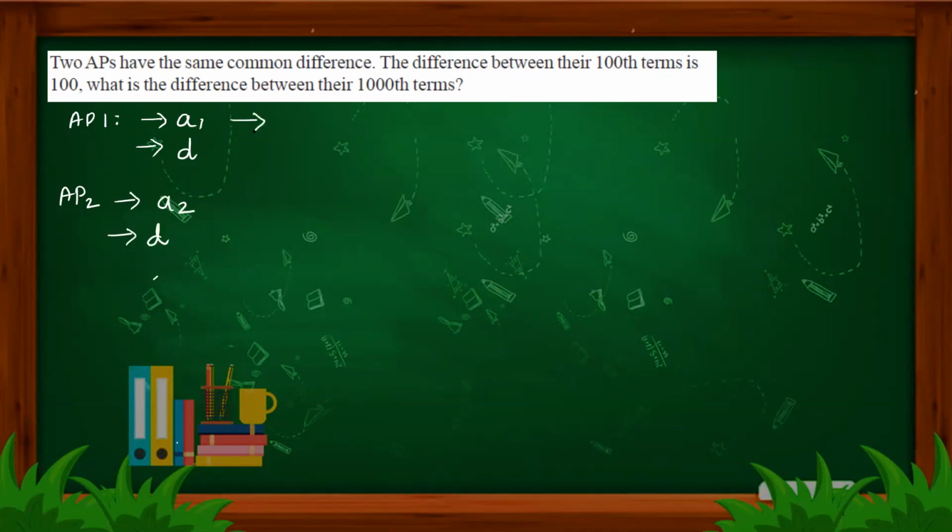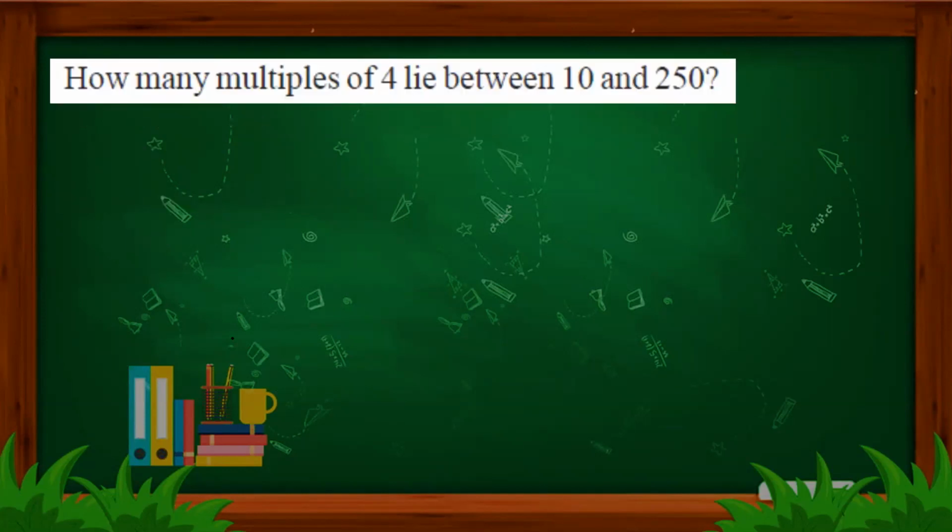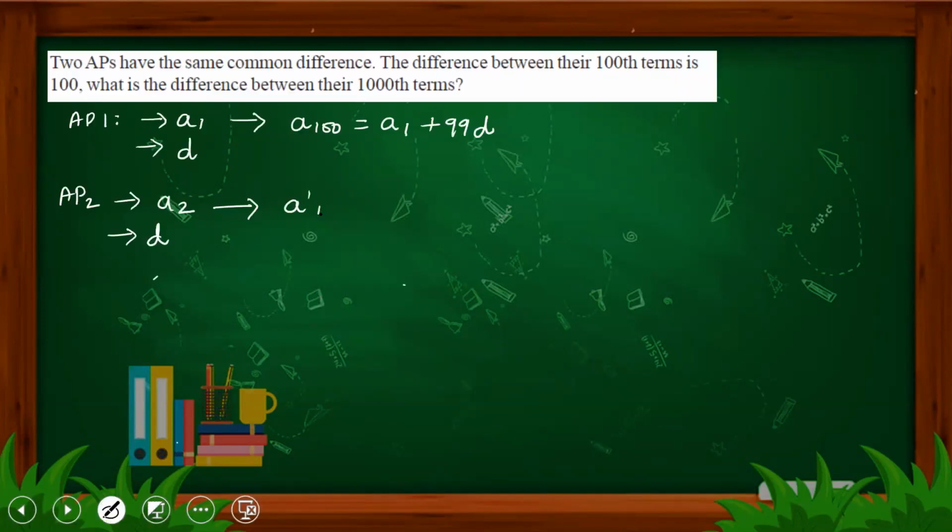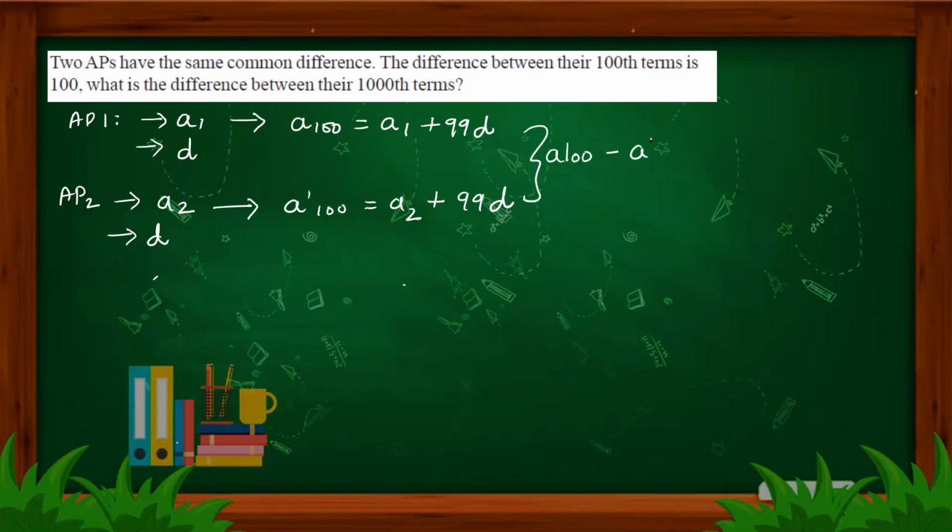Now for AP1, the A100 can be written as A1 plus 99D. And for this particular AP, let this be A dash 100, which is A2 plus 99D. Now, the difference between the 100th terms is 100. So when I subtract these two, A100 minus A dash 100 is 100.